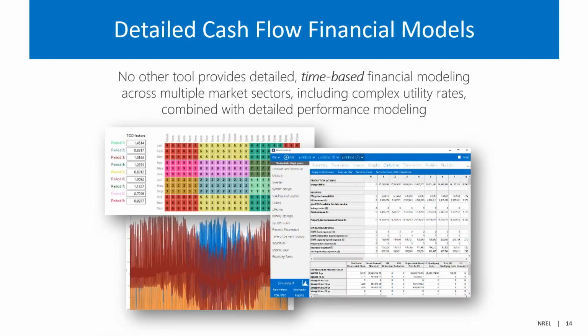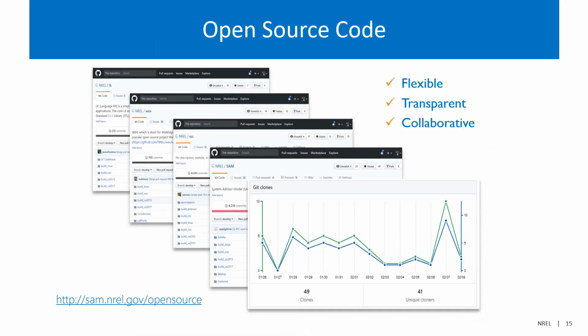SAM is pretty unique in that it has the detailed performance calculations for a variety of different renewable projects with the detailed cash flow and time-based financial modeling across different market sectors. So depending on technology, you can look at front of the meter, behind the meter, market evaluations, and financial structures. All the source code is available on GitHub, so you can see what our models are actually calculating and how we're getting to those results.